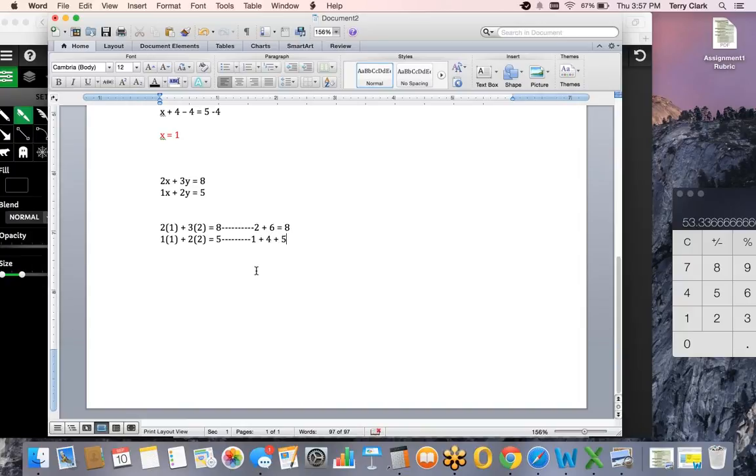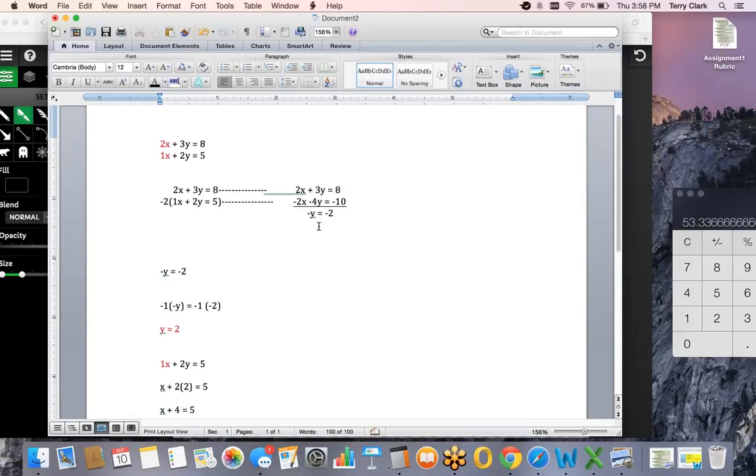So it works. My final solution is when x is 1, so you can put your solution like this, where you put x first and then y second. That means that when x is 1 and y is 2, we get a solution that works for both equations. Does anyone have a question about what I just did?